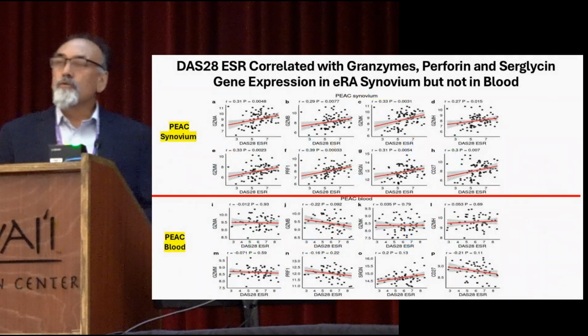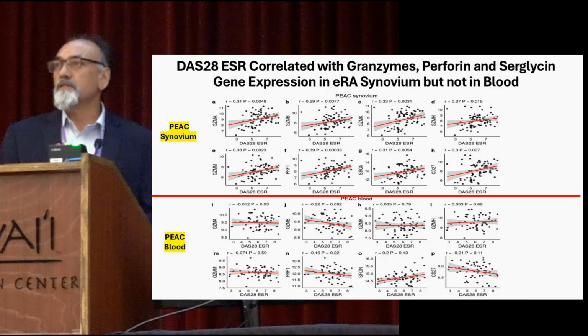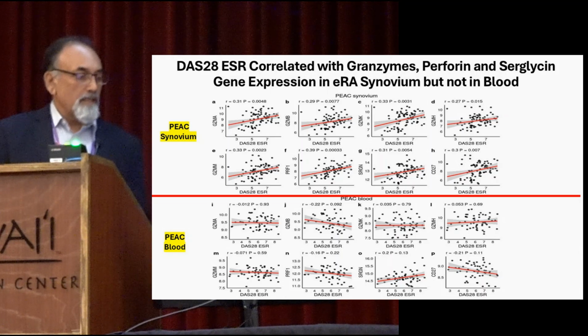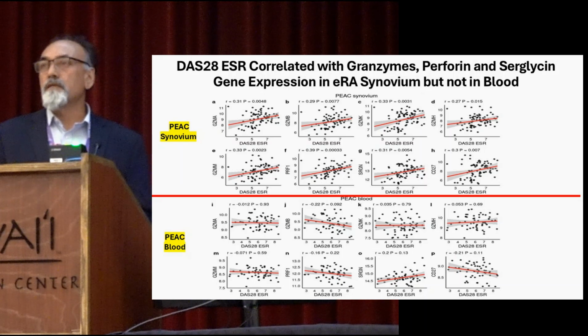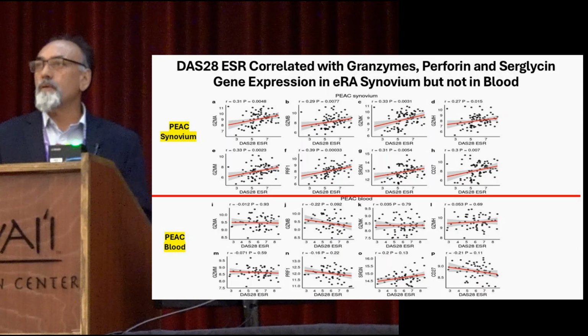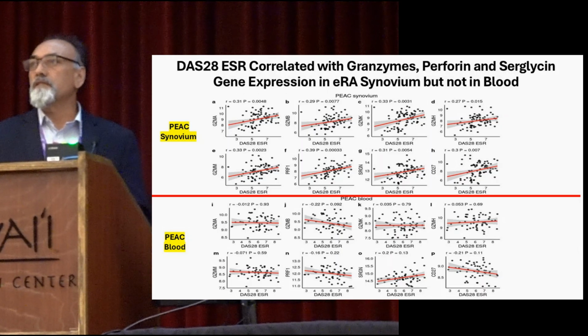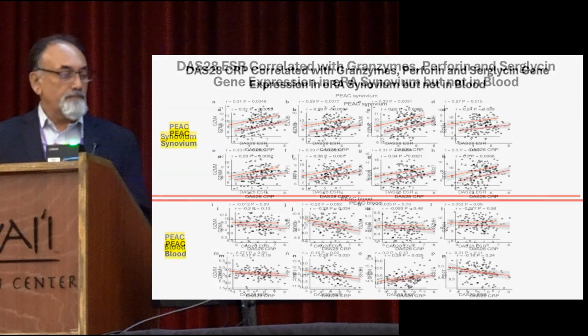We also looked at the correlations between DAS28, which I mentioned is a measure of clinical disease activity score and is routinely used in the clinic, and all these 5 granzymes, including perforin, serglycin, and CD27. We found that the correlation, specifically in the early RA synovium, was not only positive but also statistically significant. On the other hand, we do not find this type of correlation in the blood.